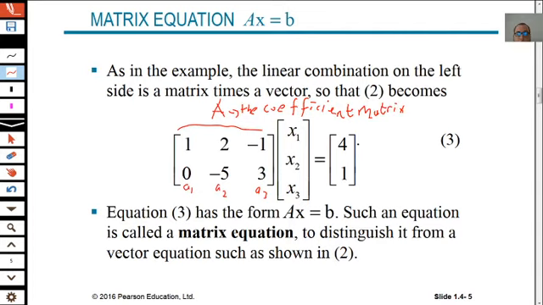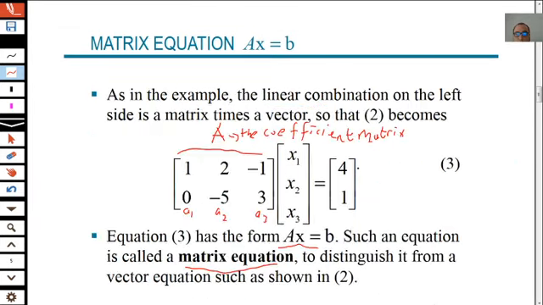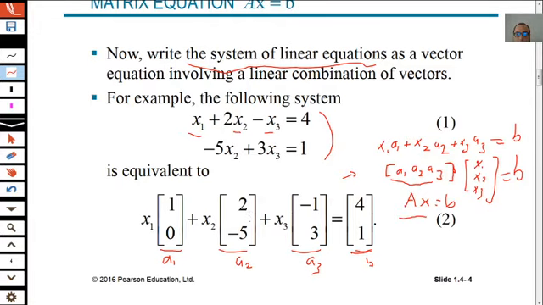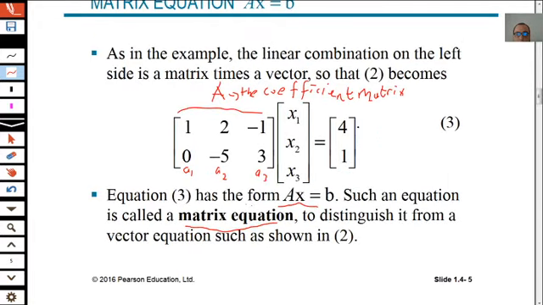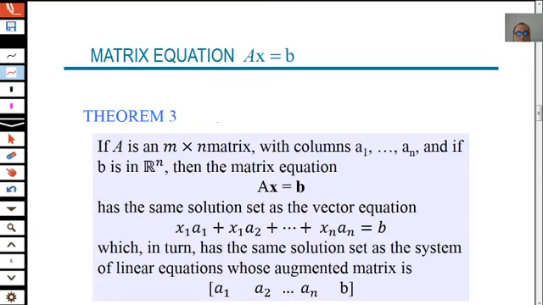So equation 3 has the form, as I said. Such an equation is called a matrix equation to distinguish it from a vector equation such as the one shown in 2. This vector equation, as we can see, is equivalent to the matrix equation. Sometimes we will state the linear system as a vector equation, and sometimes as a matrix equation.